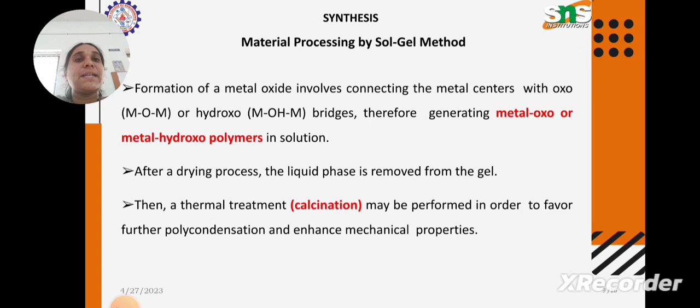The formation of metal oxide involves connecting the metal centers with oxo or hydroxo bridges, forming metal oxo or metal hydroxo polymers in solution. After a drying process, the liquid phase is removed from the gel. Then thermal treatment may be performed in order to favor further polycondensation, and it also enhances the mechanical properties.